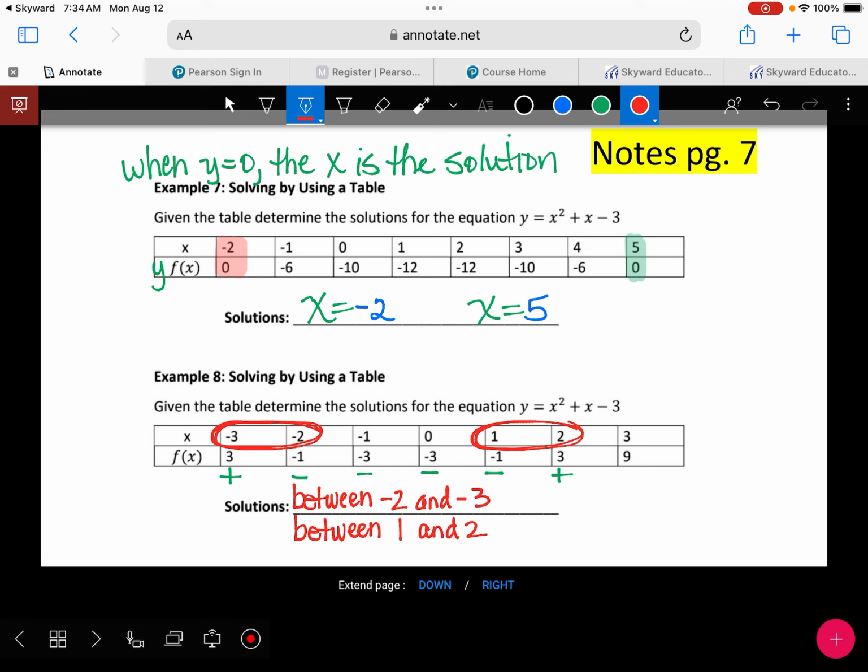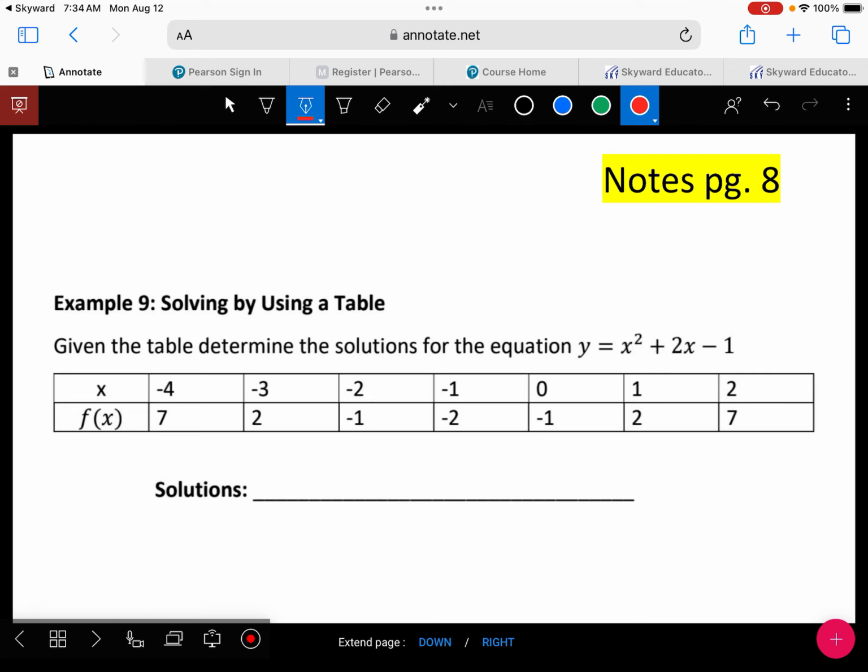All right, we got one more example. Let's go ahead and go to page 8, and I want you to try to do it on your own. We don't see a 0. So looking at your signs, where does it change? And write it on your paper. Between what two numbers do you think? This is our last question.